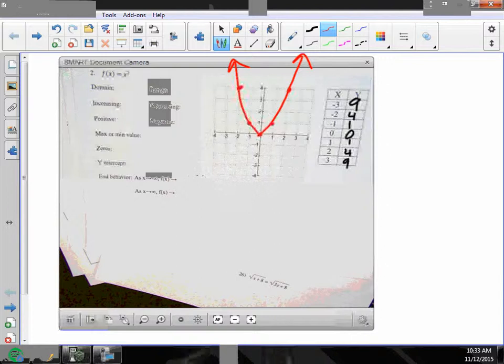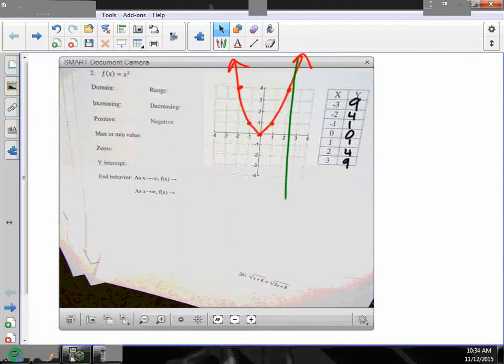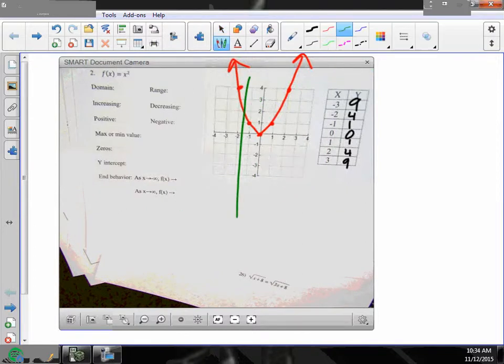Now I answer all the same questions that I answered before. What is the domain of this function? Well, I draw a vertical line. Does that vertical line ever miss the graph? No, it's going to hit the graph somewhere, no matter where I put the line. So the answer to the domain would be all real numbers.